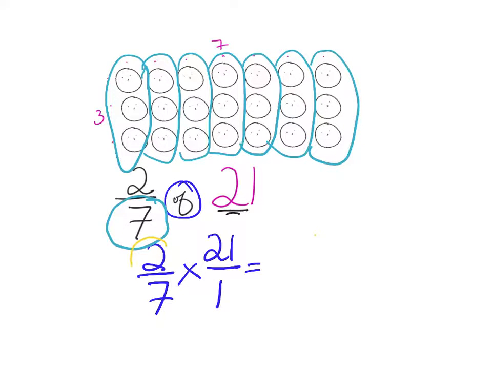Now I need to figure out how much I would have if I had 2 of those groups. 1 of those groups, 2 of those groups. Here are my 2/7. How many kids is that? 2, 4, 6. 6 kids.